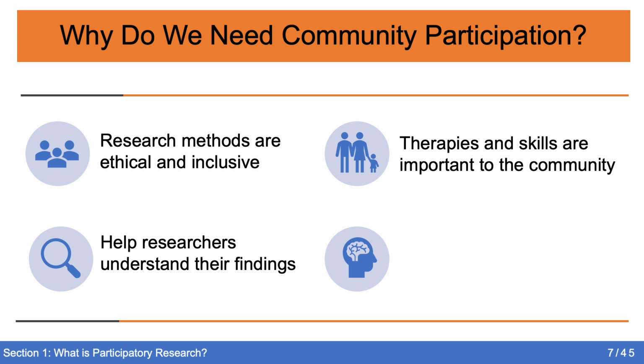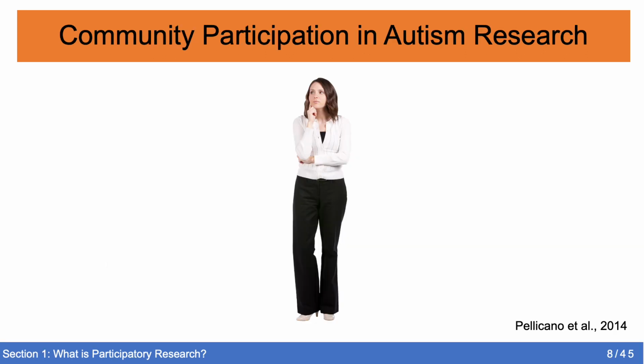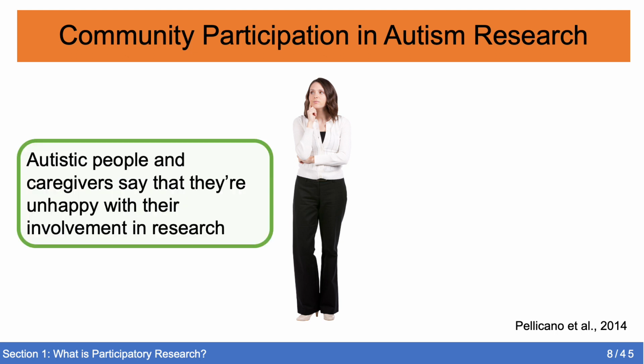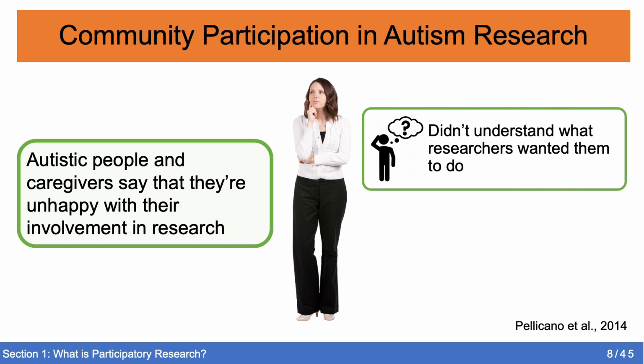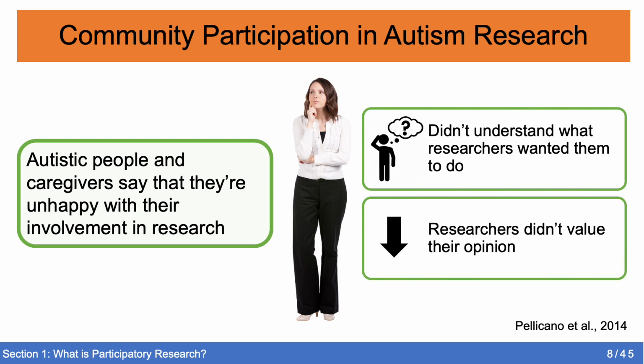Community members help researchers understand their findings better, and this can help to shape future research and clinical care in a way that best suits the needs and preferences of the community. Community members should be involved in every step of the research process, but autistic people and family members have said that they were unhappy with their involvement in research for a few reasons. They said that they didn't understand what researchers wanted them to do. They also said that researchers didn't value their opinion. This shows that researchers may need to partner with community members more closely.